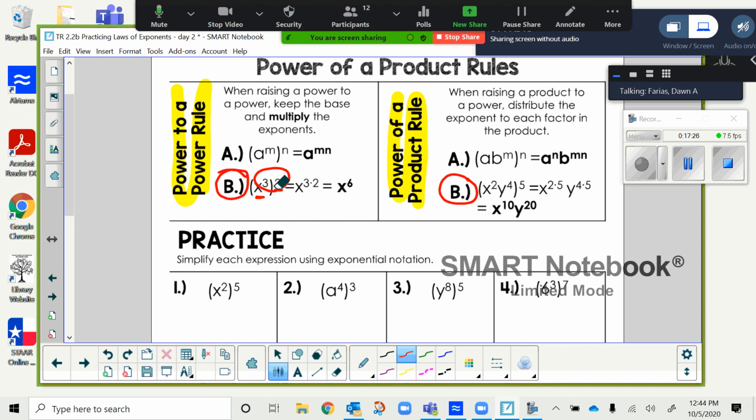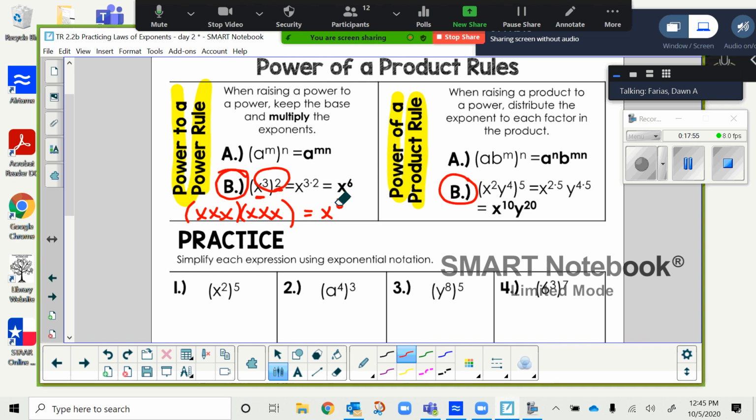Because what's happening is you have x cubed squared. That means x cubed, which is this, x times x times x, times itself, x times x times x. Well, how many x's is that altogether? 6. Okay. So whenever you have a power to a power, you multiply them together.